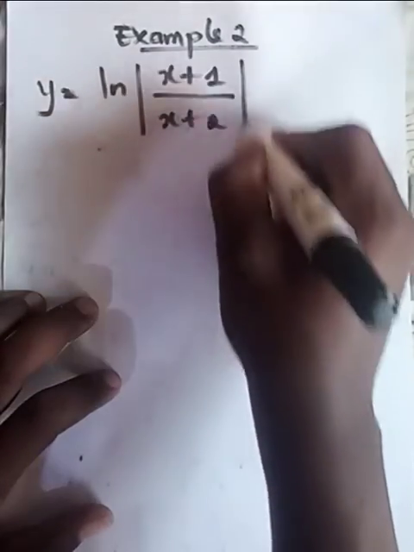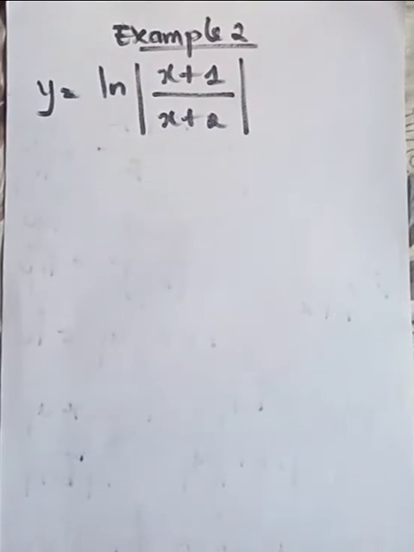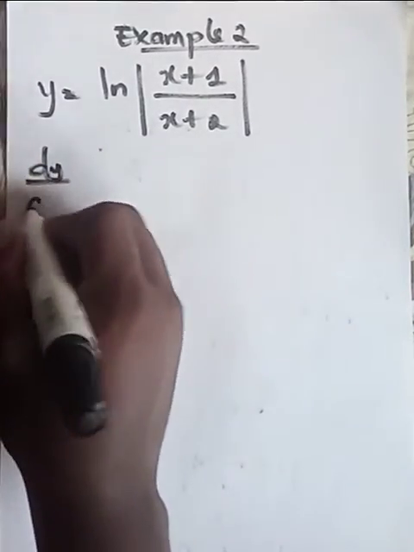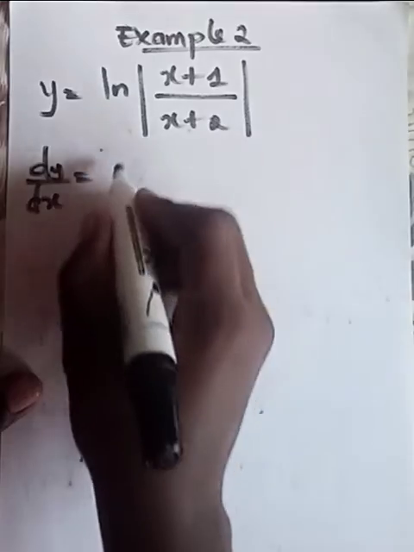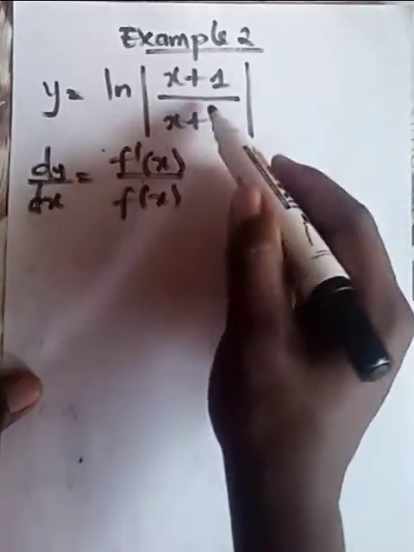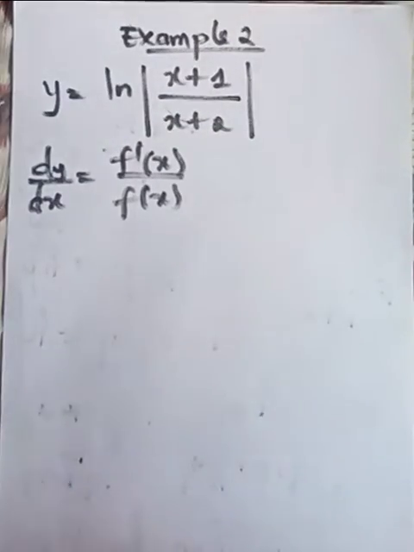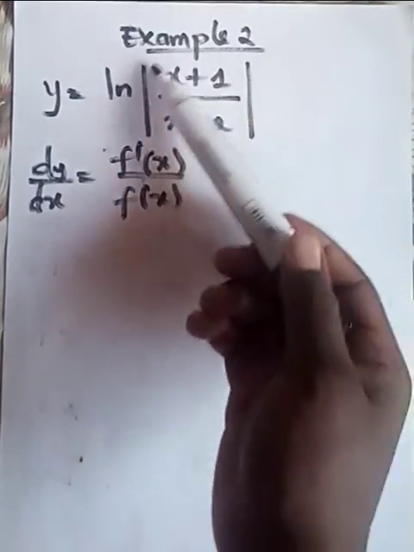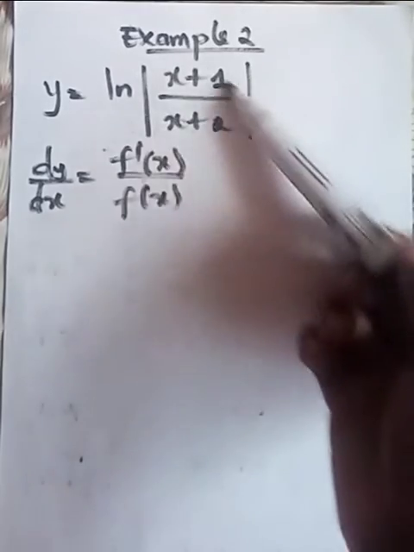So let's take another example for better understanding of this stuff. Imagine you're given a function y equals ln of x plus 1 over x plus 2. Good. Now, this stuff is a little bit messy because applying our formula says dy/dx equals f prime of x on f of x. That means I'm going to differentiate all this function divided by all this stuff. But now I'm going to be seeing myself using the quotient rule here because it's some sort of dividing each other.